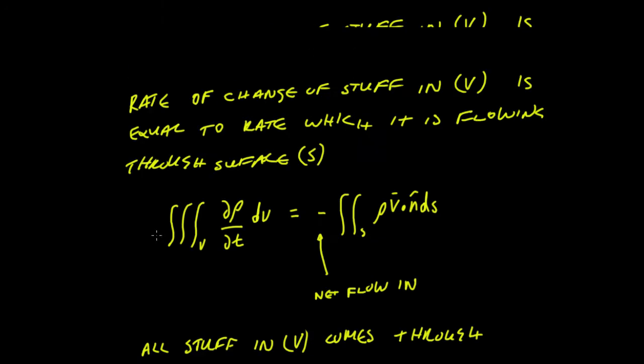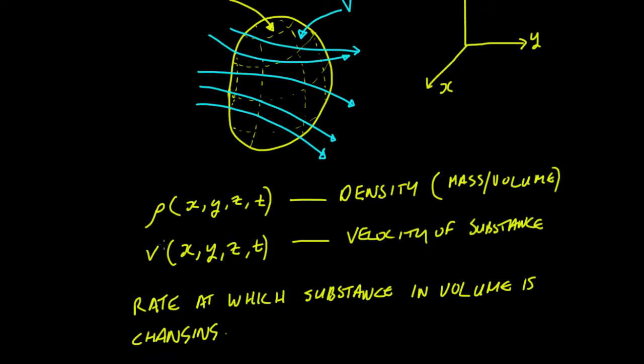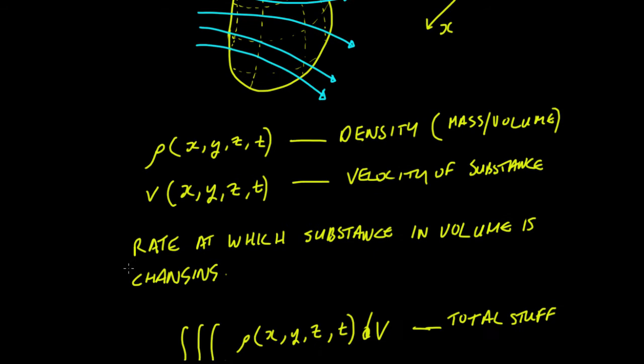This is the continuity equation. Let's say we have some substance, say water, flowing through some volume. So we have the water density, or the density of the material or liquid, which is a mass per unit volume. And we have some velocity of the substance as well, so that's velocity as a function of x, y, z and t. So we're asking the rate at which the substance in the volume is changing.